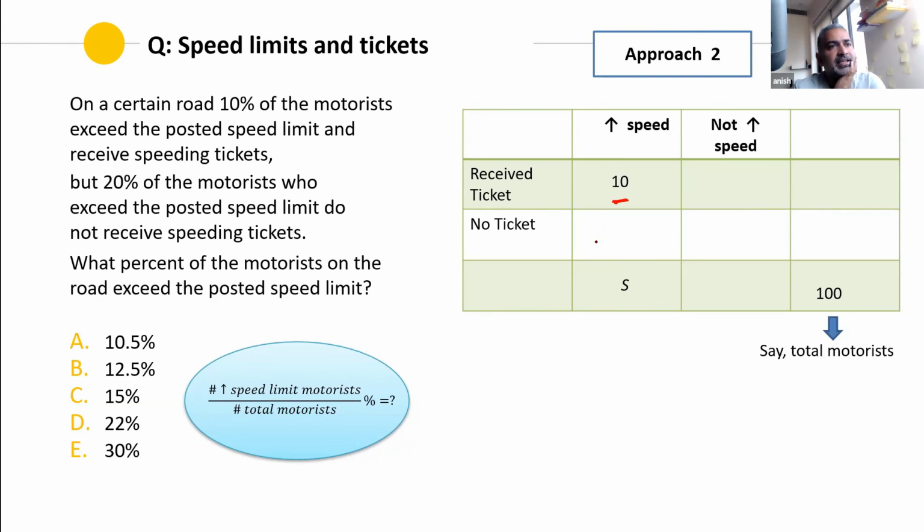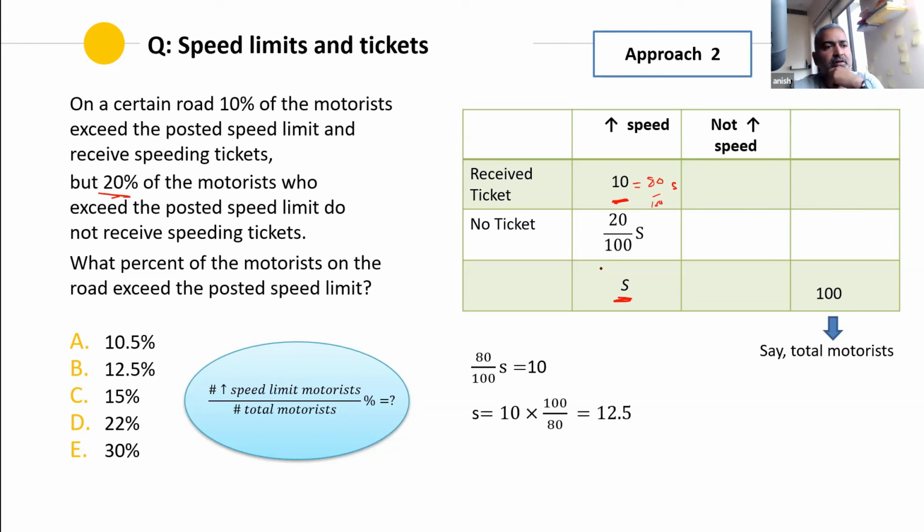And then let's say the total number of people who exceeded the speed limit is S. Why am I taking this? Because I have this figure now. 20% of these people do not receive tickets. They exceed the speed limit, but they don't receive tickets. So 20% of S comes here, which tells me I can straight away create an equation: 10 plus 20% of S equals S, or I can think of it this way, that this 10 is equal to 80% of S. Right? That's the equation I've created.